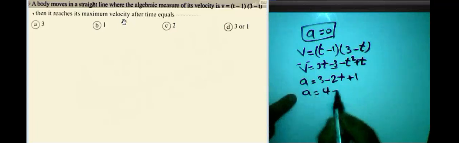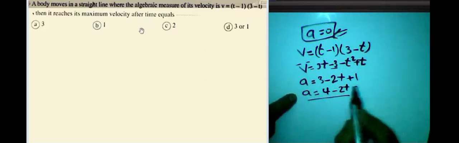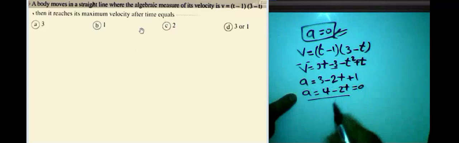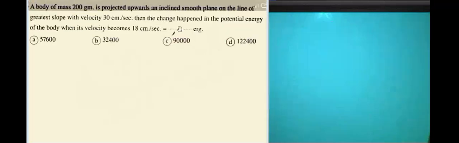That's the acceleration. He wants to find what time. We know acceleration equals 0 because he tells us it reaches its maximum velocity. Maximum velocity means acceleration equals 0. Then t will be equal what? t will be equal 2, because 4 minus 4 equals 0. Then the time will be equal 2. Choose letter C for this example.